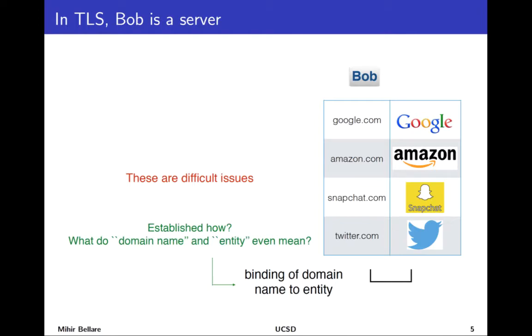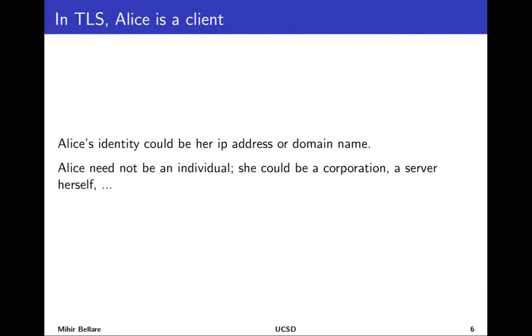So you can think of Bob's identity as being the high-level entity like the corporation. It's Google or Amazon or whatever. It's effectively tied to a domain name. So you can also think of the identity of Bob as just being the domain name google.com. And what we're trying to do is think about how they're bound together. But from the point of view of the crypto, we're trying to authenticate that binding.